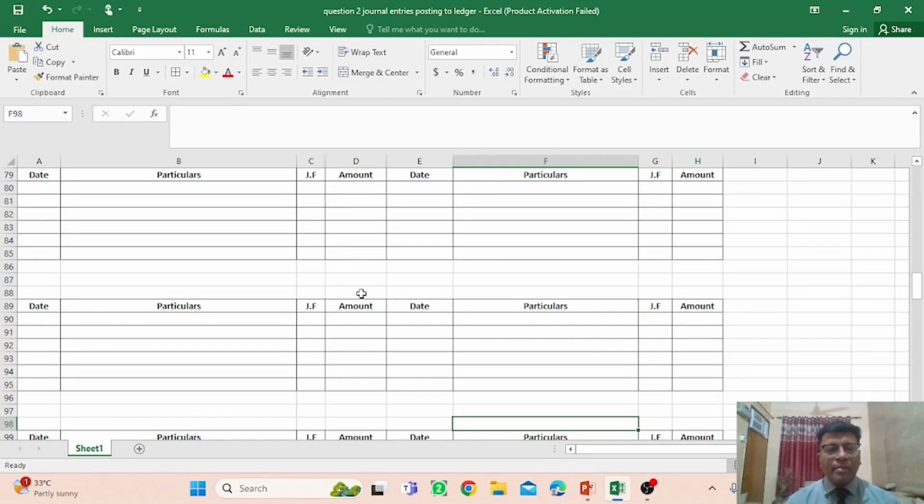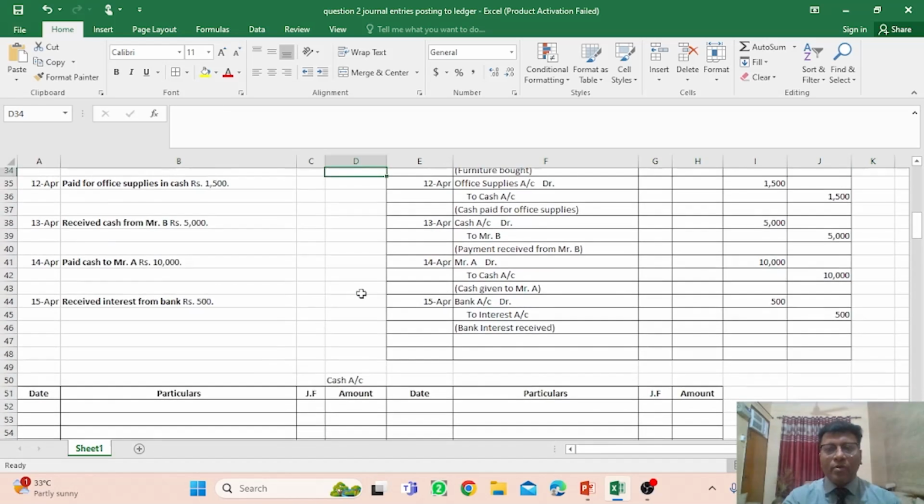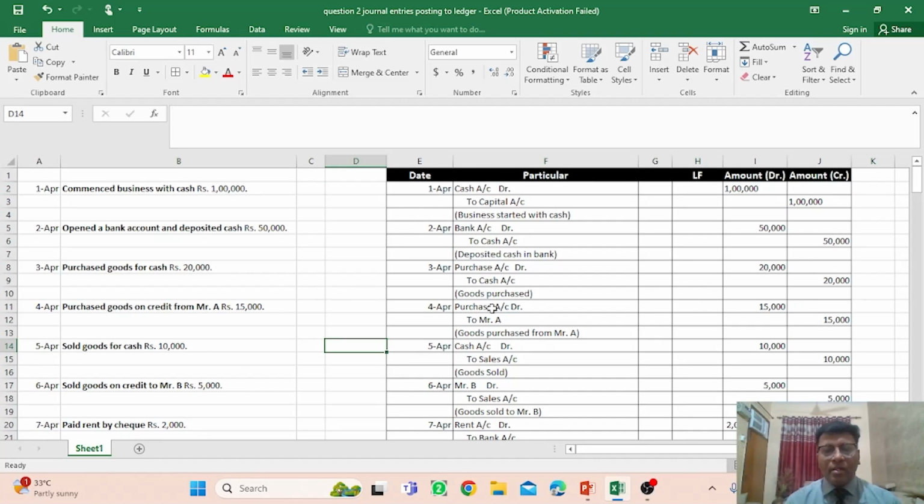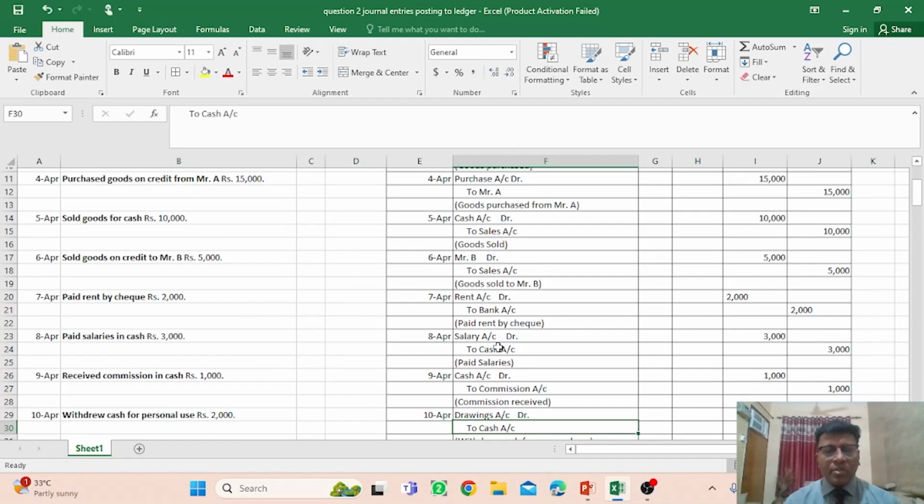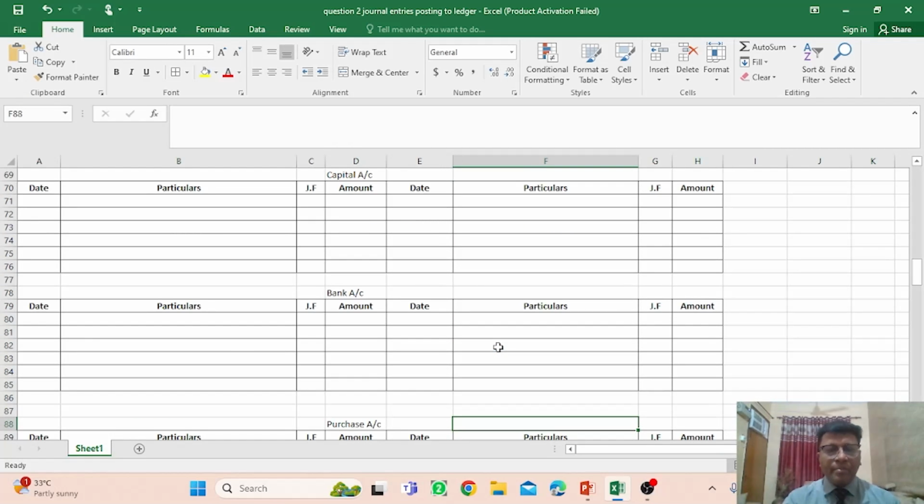So you have to give the name purchase account and Mr. A account, right? And sales account. So you have to focus on how many transactions are there, and as per the need you can easily open the different accounts. The sales account you maintain, and Mr. B you have to maintain, Mr. B, rent and salary, Mr. B, rent and salary, right?